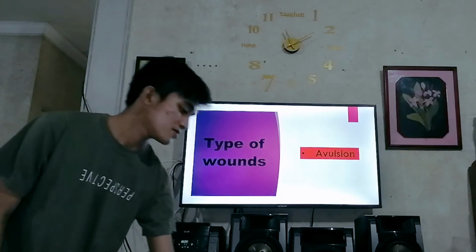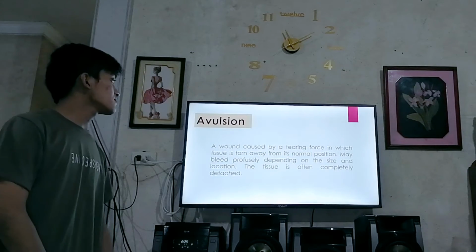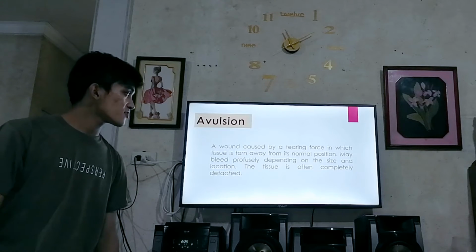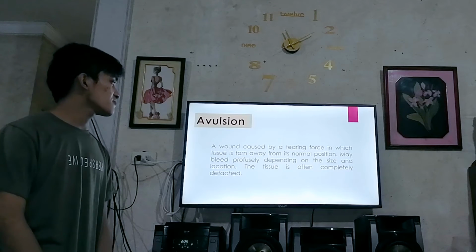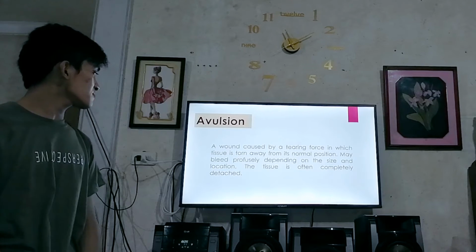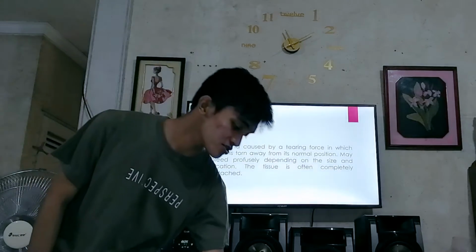Avulsion. A wound caused by a tearing force in which tissue is torn away from its normal position may bleed profusely depending on the size and location. The tissue is often completely detached.